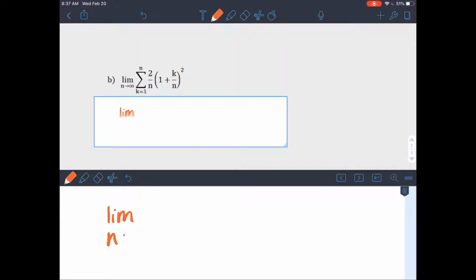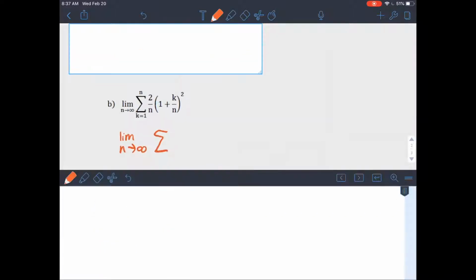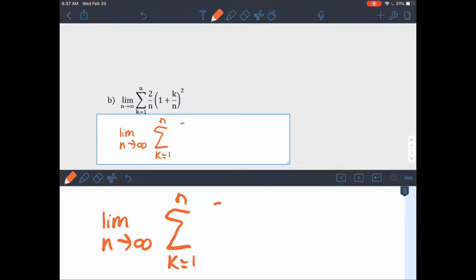Sorry, that was kind of fast. Oh, my iPad decided it would be silly, so I had to zoom in and out a couple times. Okay, here we go. So same idea.